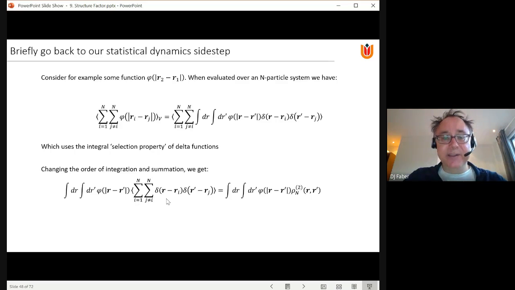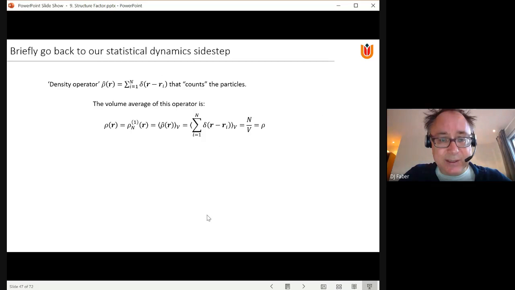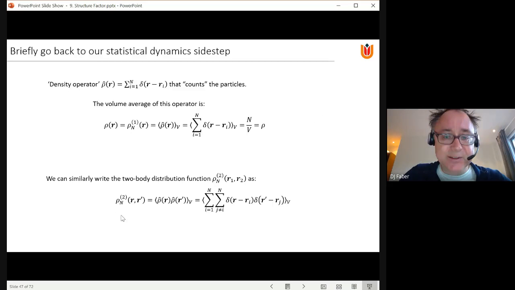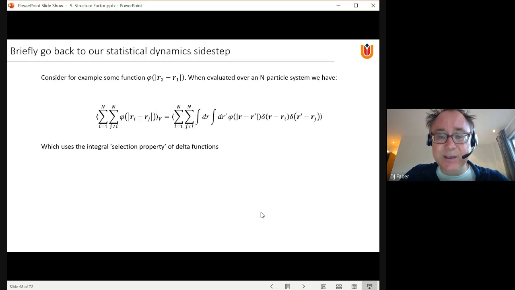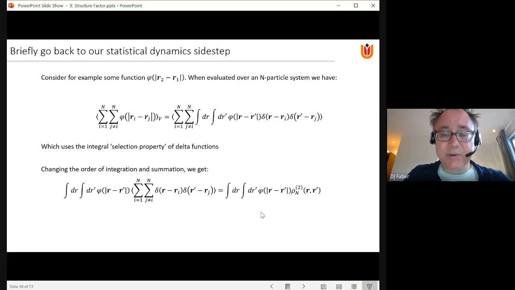And then doing the averaging only over the delta functions gives us back the result of the previous slide. So, what was it? This two-body distribution function over here is equal to this double sum of delta functions, and that is what we now have here.